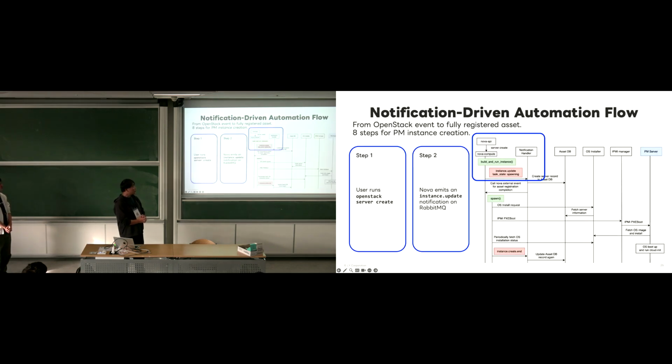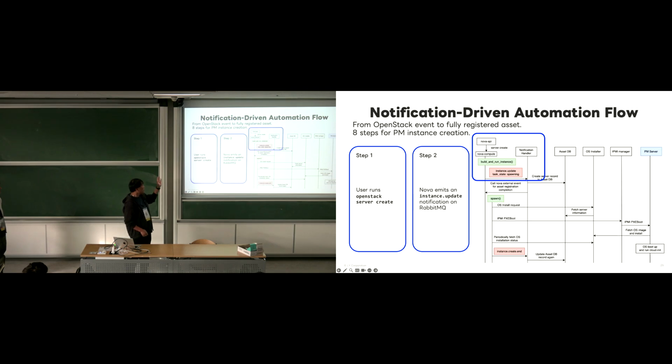So we are supporting the notification-driven automation flow for the new instance creation from the top to the end. The new instance creation starts when the user makes an API call or runs the OpenStack server create command, and that request goes to the Nova API first. And gradually the Nova scheduler or Nova conductor selects the destination of the target Nova compute. Then the actual API requests go to the Nova compute. And yeah, that is step one. So the user runs the OpenStack server create command.